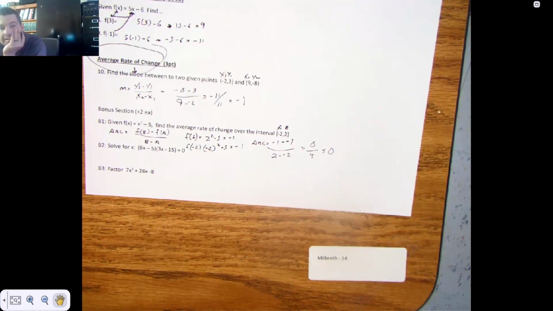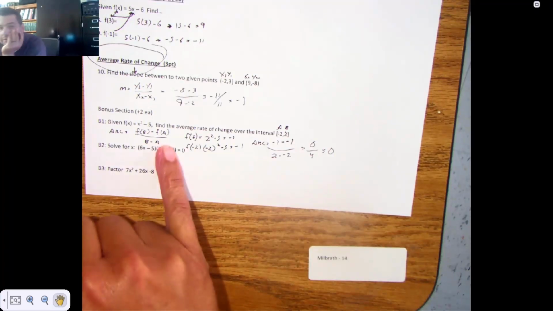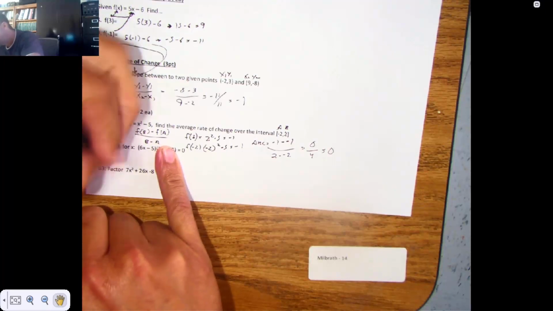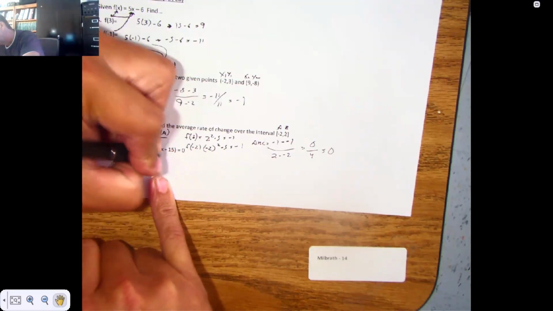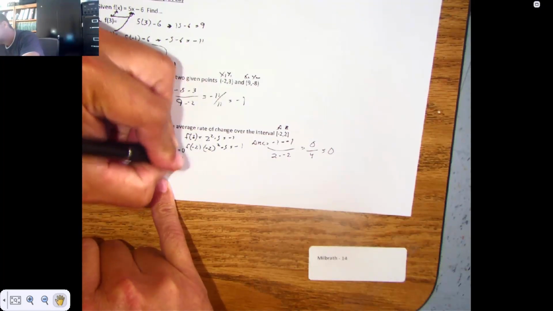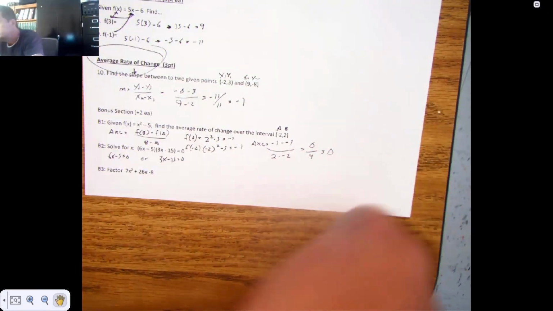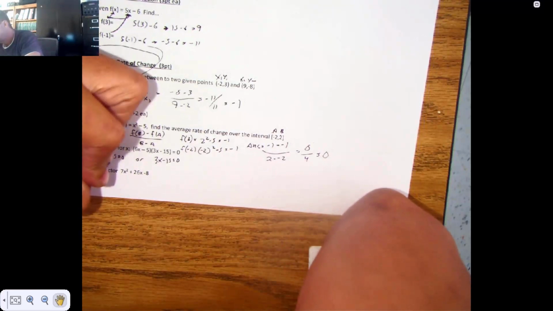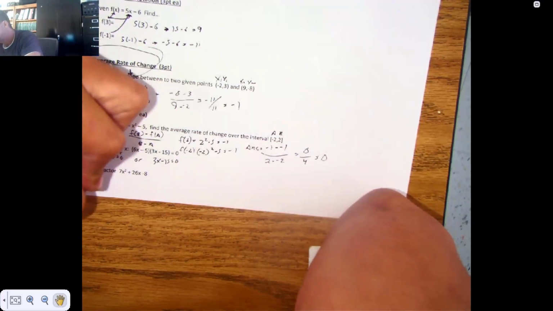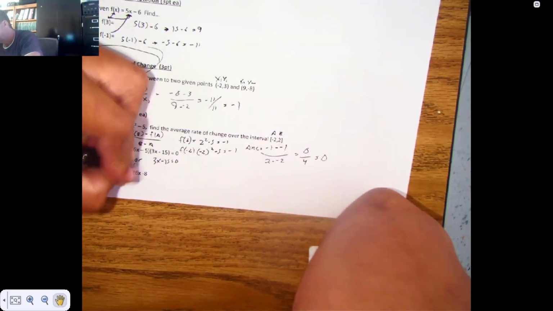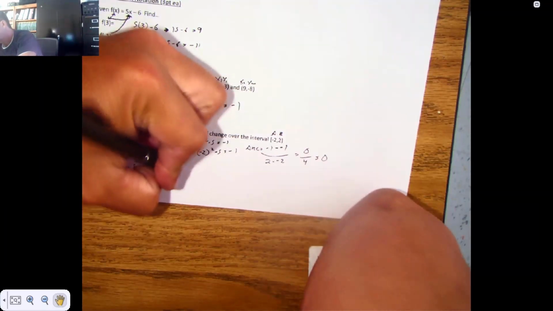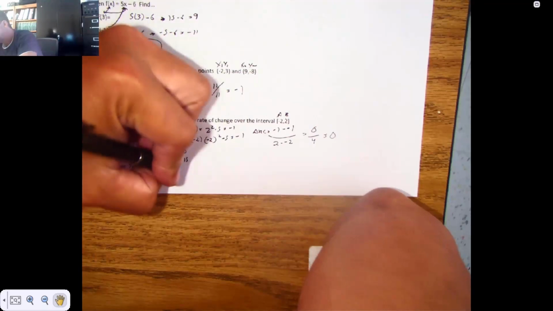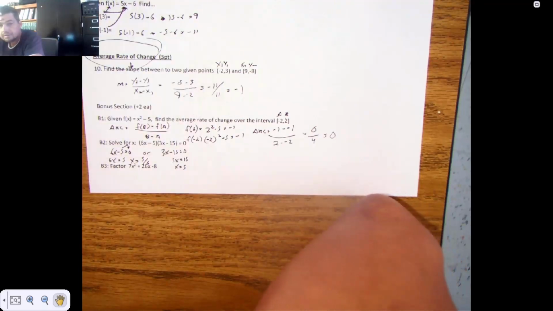All right, solve for x. 6x minus 5 times 3x minus 15. You just take a finger and cover up a factor. 6x minus 5 is equal to 0, or 3x minus 15 is equal to 0. You just get two equations out of it. They're both linear. We're going to add 5. 6x is 5. Divide by 6, x is 5/6. Or we're going to add 15. 3x is 15, x is 5. You have two answers.